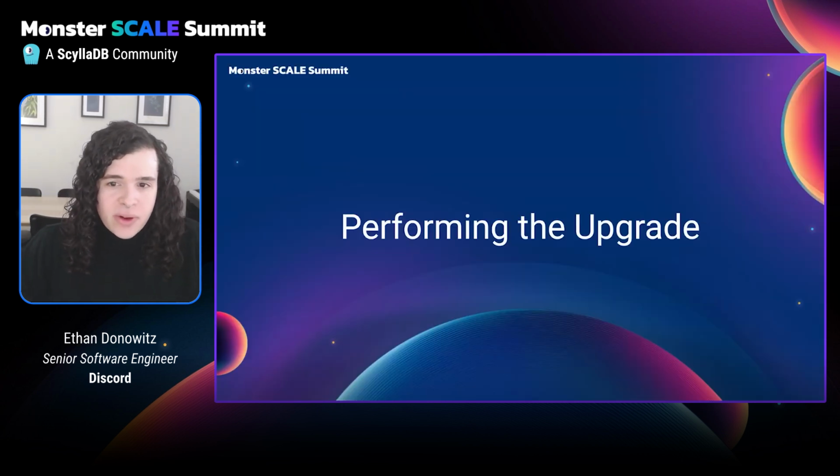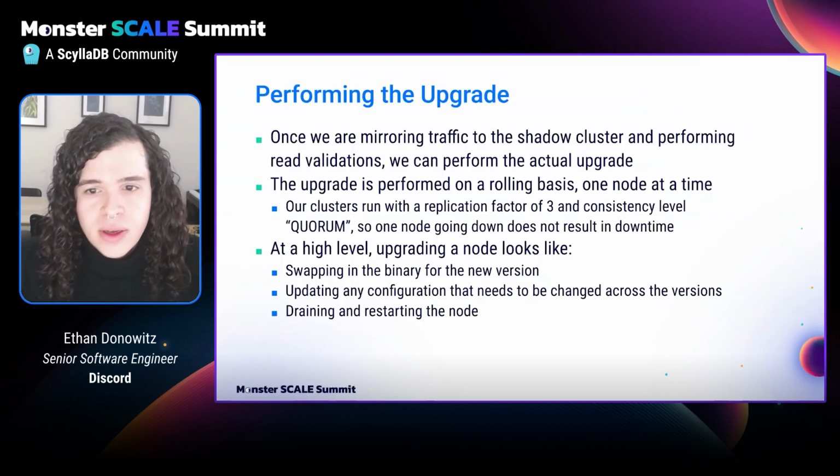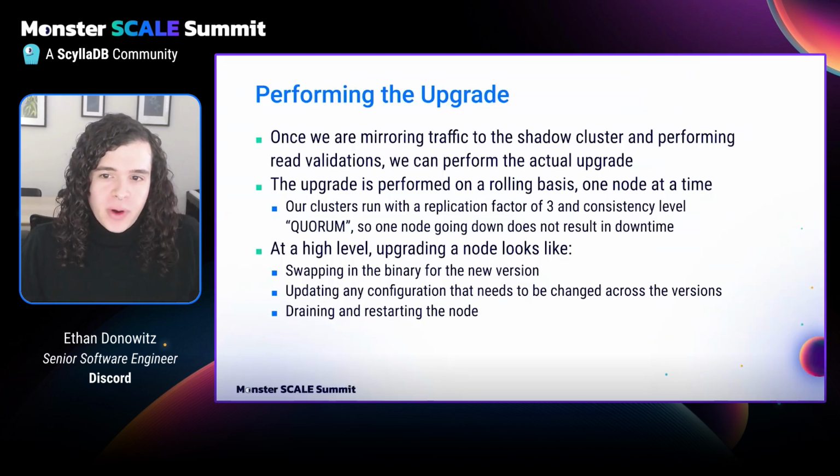Now that we have the shadow cluster set up, the data service is getting all of the reads and writes, and we're performing read validations, we can actually perform the upgrade on the shadow cluster to test it. We perform the upgrade on a rolling basis, one node at a time. Our clusters run with a replication factor of 3 and consistency level quorum, so one node going down does not result in downtime.